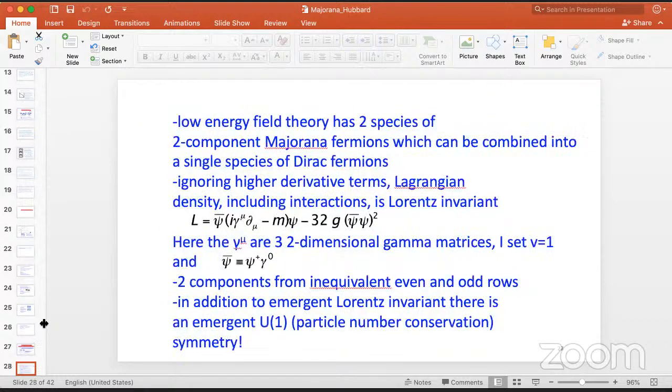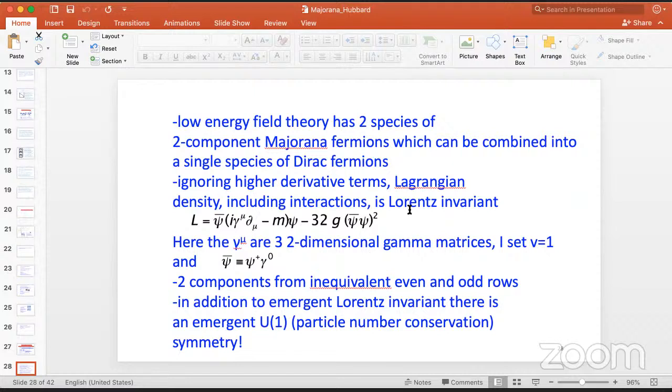So the low energy field theory has 2 species of 2-component Majorana fermions. These can be combined because we have 2 different points in K space, because of the sign alternation. So we have 2-component Majorana fermions, and these can be combined into a single species of Dirac fermion, which is relativistic.